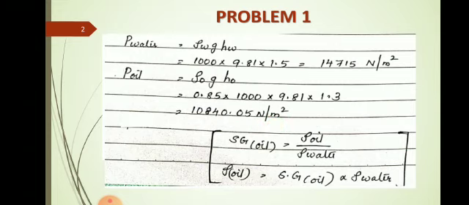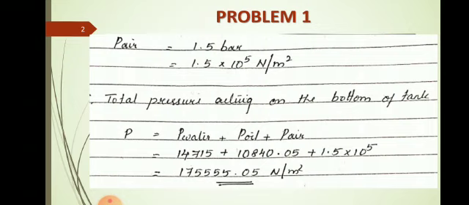Now we have air on top of oil. The pressure of air is directly given in the question. It is 1.5 bar. Bar is the unit of pressure, but we have to find out the pressure in Newton per meter square. How will you convert bar into Newton per meter square? By multiplying it with 10 raised to 5. So pressure due to air will be equal to 1.5 into 10 raised to 5 Newton per meter square.